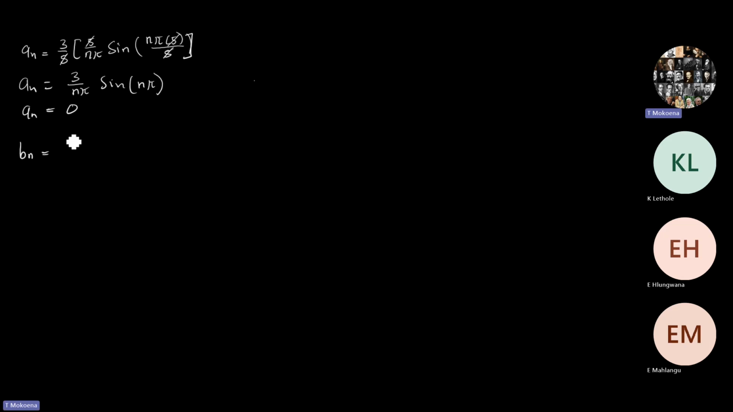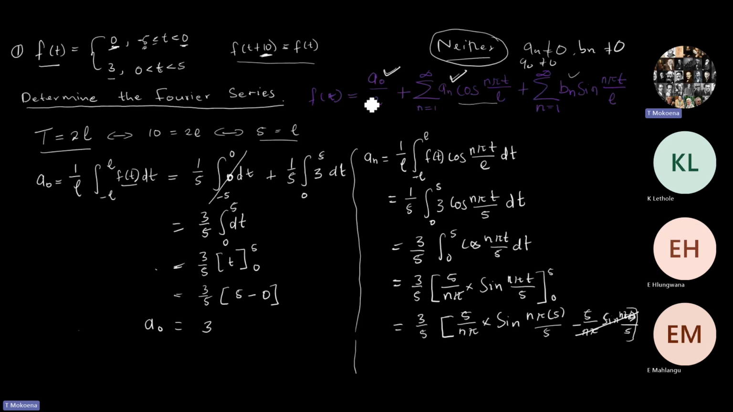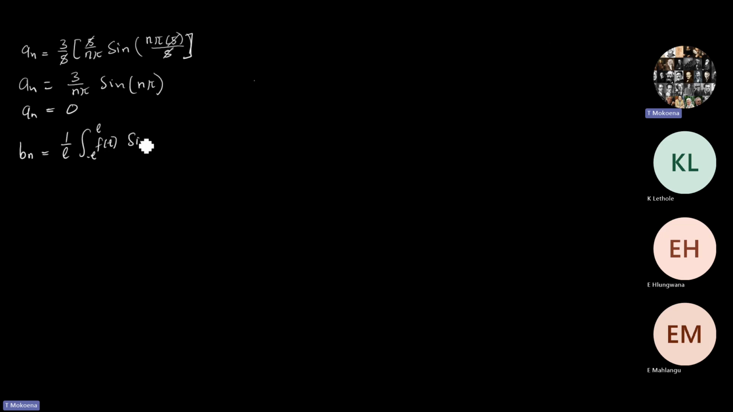So b sub n is again 1 over L, the integral with upper bound L and lower bound negative L, of f of t. Remember, if you forgot how to go about this, as long as you have this one, you will know that when you want b sub n, you use sine. So here you multiply by sine of n pi t divided by L, close the bracket, dt, because you're integrating with respect to t.